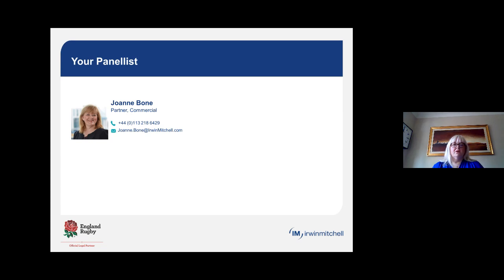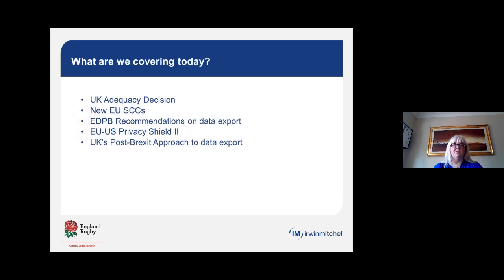In terms of what we're going to cover today, on the next slide you'll see a list of things that we're going to look at. We're going to look at the UK's data adequacy decision that's come out of the EU recently, the new EU standard contractual clauses, the new recommendations from the European Data Protection Board, which are allied to the new standard contractual clauses, where things stand from a Privacy Shield point of view, in terms of are we close to Privacy Shield 2, and what the UK's approach to data export will be now we're in the post-Brexit period.